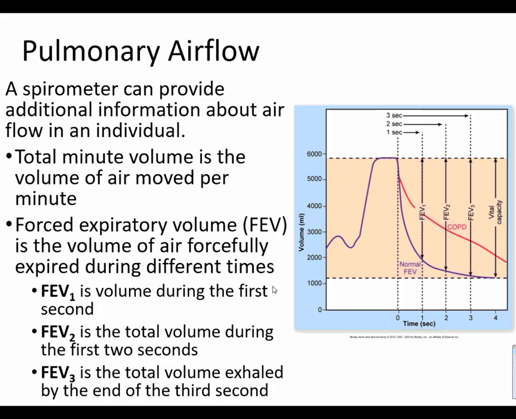Now, besides calculating capacities and measuring volumes, spirometers can also provide us with additional information about airflow. Okay. The one that is pictured over there on the right is forced expiratory volume, the amount or volume of air that can be forcibly expired after 1, 2, 3, and even 4 seconds, as it shows over there on the right. Okay. FEV1 is the amount of air that can be blown off after 1 second.